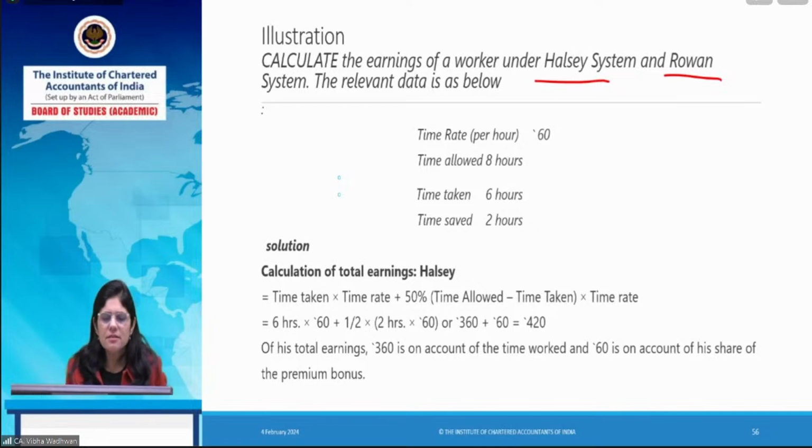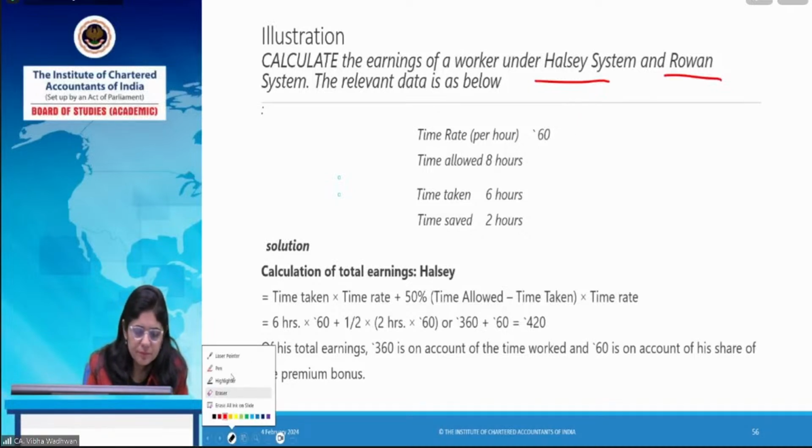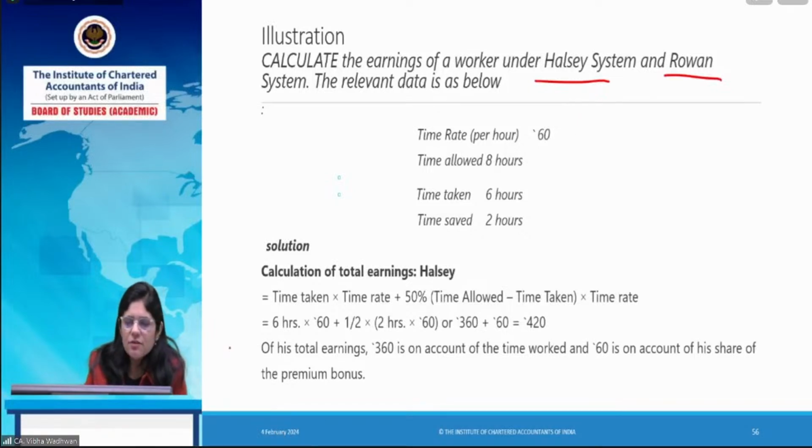Any answers? Any answers for Halsey or Rowan? So here we can do Halsey quickly. Okay, answers are coming. Halsey and Rowan.